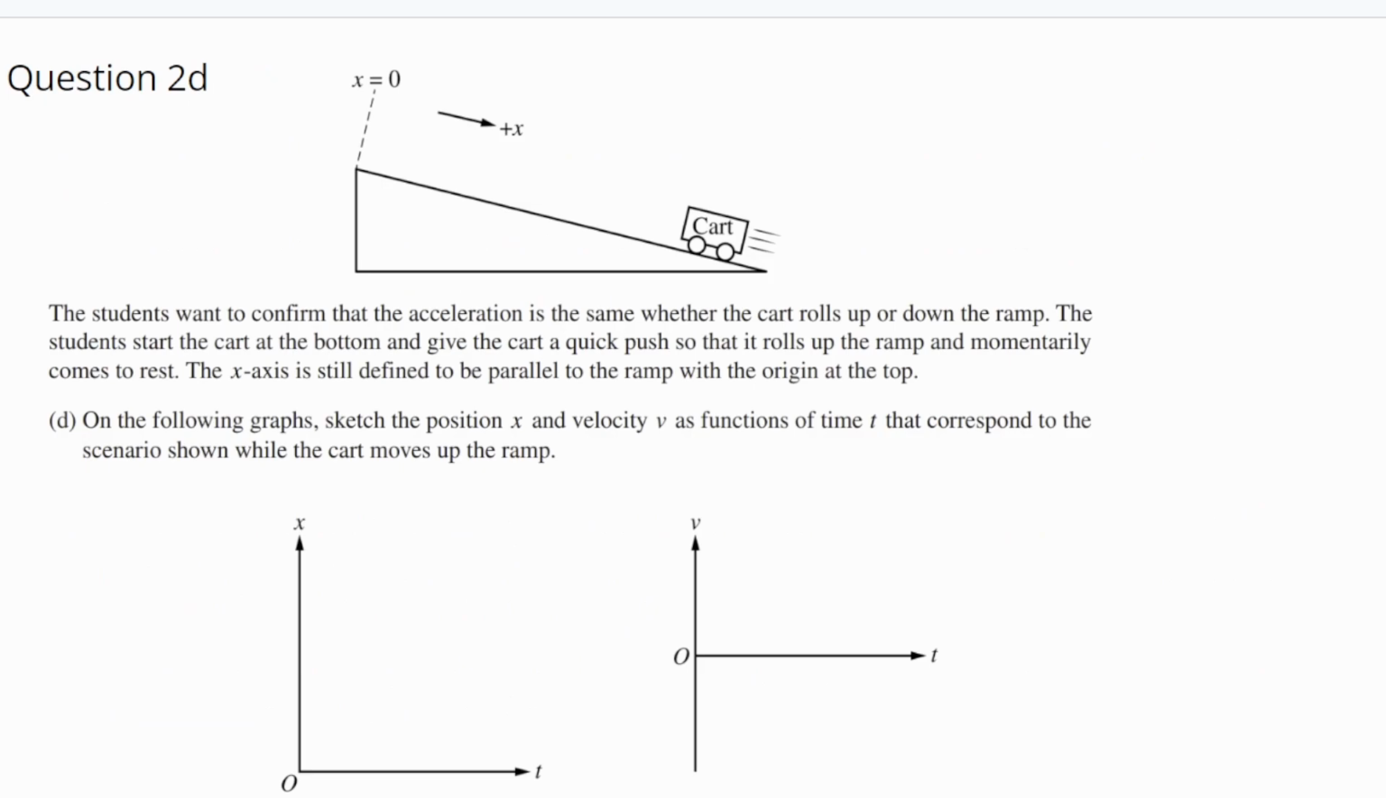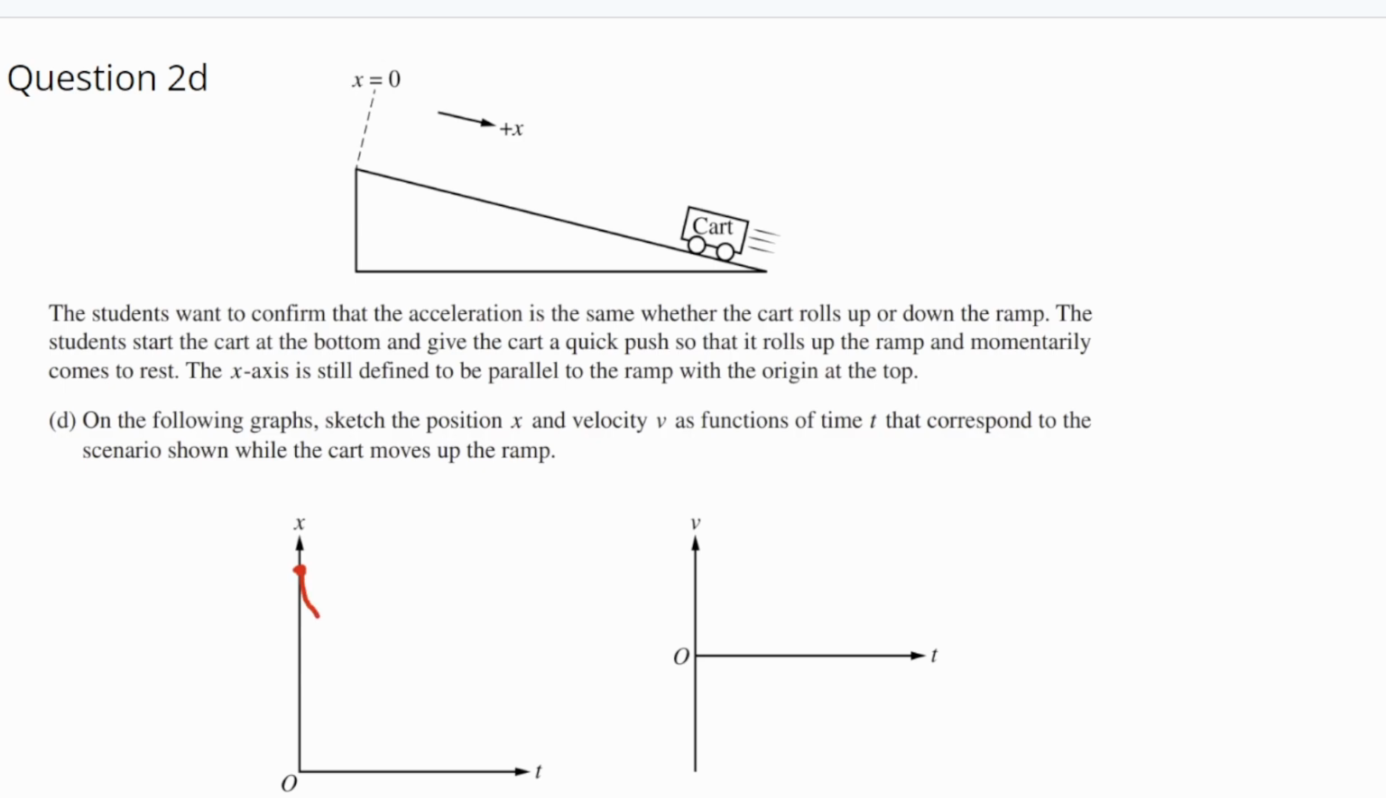Alright, so here we have the last part of experimental design. We have two graphs that we need to fill out. In this example, we're going to start the cart at the bottom. It's going to move up the ramp, and then when it stops moving at the top of the ramp, we're going to end our plotting of the graph there. So we're defining the 0 position at the top of the ramp and the positive x direction at the bottom, which means that we're actually starting at a positive x point. So we're going to start our graph here at positive x. And then as it moves up the ramp, it's going to go down in x value.